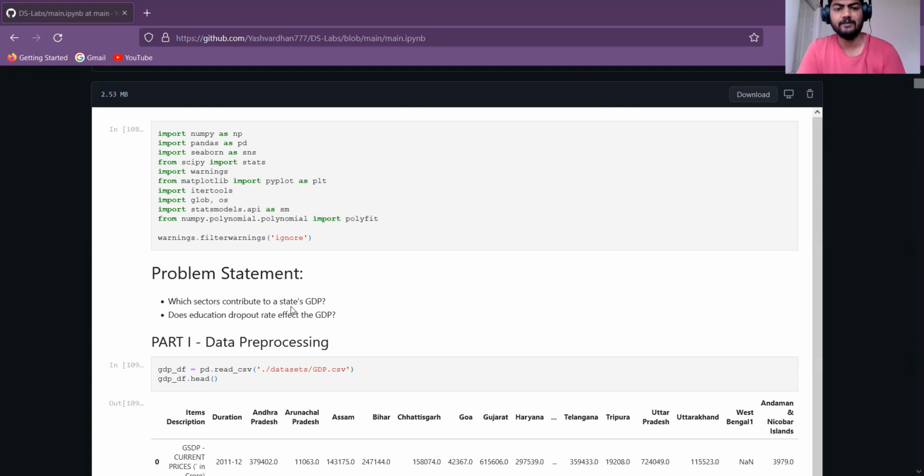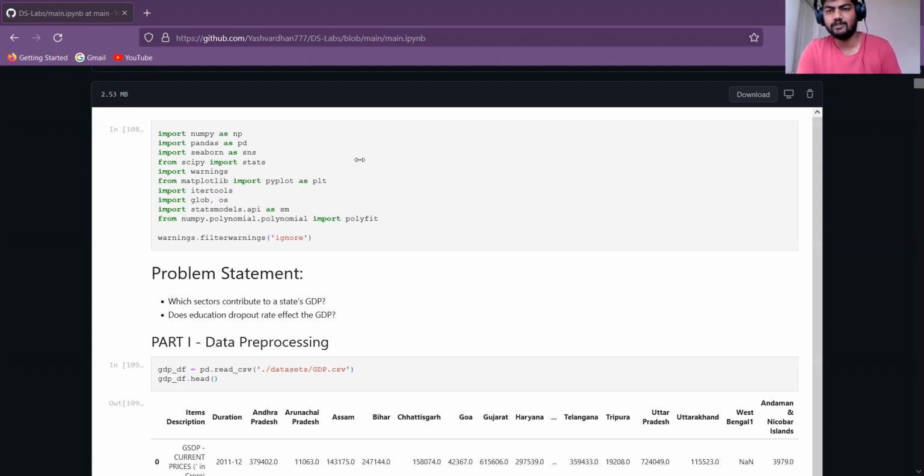Now, moving forward to our problem statement. We focus on two things: which sector contributes to state GDP, and does the education dropout rate affect the GDP or not. For this, we use data pre-processing. The study is based on secondary data obtained from the data.gov.in website. It uses annual time series data covering 2011 to 2017. GDP at factor cost was taken for economic growth, as this study examines the contribution of the agriculture sector, industrial sector, and service sector to the GDP in India.